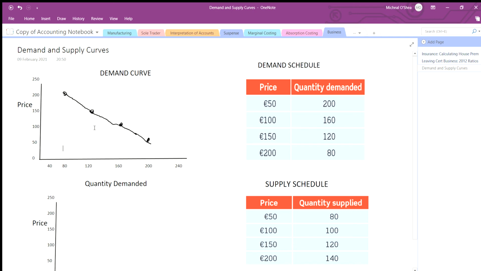And that's my demand curve. What is it again? The higher the price, the lower the demand. And we can see that here, that at the highest price, the demand is low. So that is my demand curve.